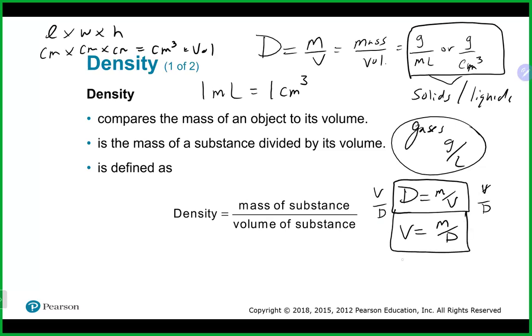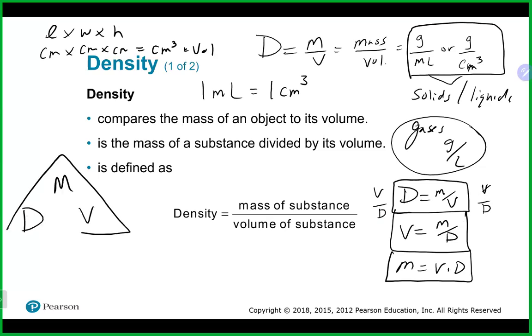Now, if you want the mass, it is equal to volume times the density. And those are three ways you could rearrange this equation. Some people like to remember the DMV triangle because everybody loves the DMV, right? Density is mass over volume. Volume is mass over density, and mass is volume times density. So you remember the DMV triangle, and you can rearrange that pretty easily in this case. Any questions on that?